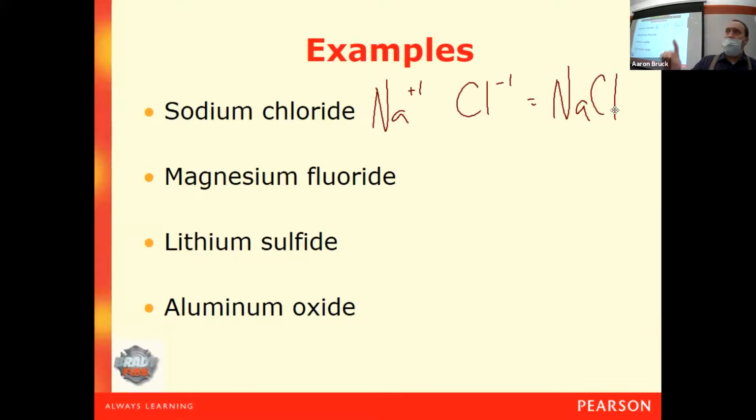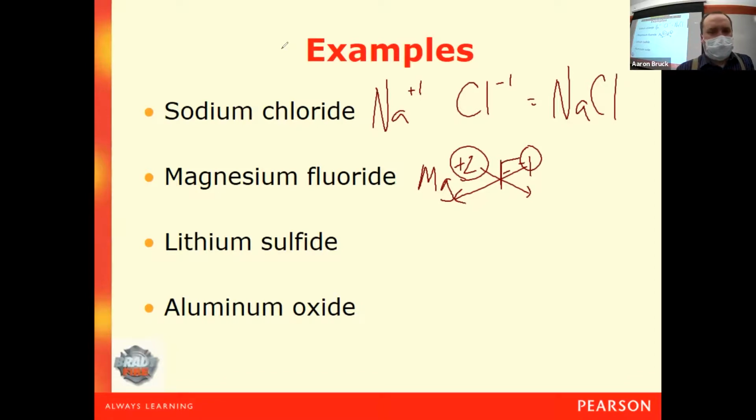Magnesium fluoride. Magnesium is an alkaline earth metal, so it's got a +2 charge. Fluoride is a halogen. It's got a -1 charge. When the charges are not the same, what we do is something called the criss-cross method. In the criss-cross method, you take the charge, and that becomes the subscript for the other element.